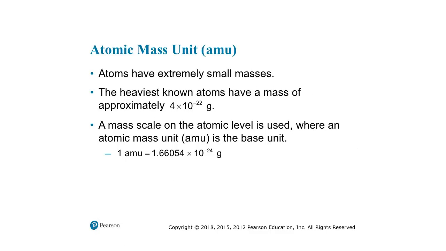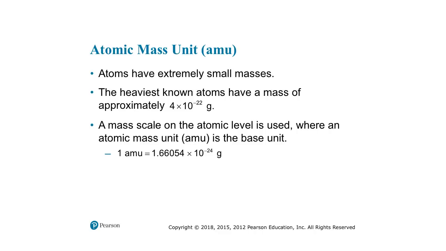So let's talk about this atomic mass unit scale. You can imagine atoms have a really small mass. The heaviest known atoms have a mass of about 4 times 10 to the minus 22 grams. It's really small. So a mass scale on the atomic level is used where the AMU is the base scale. So 1 AMU is equal to 1.66054 times 10 to the minus 24 grams.